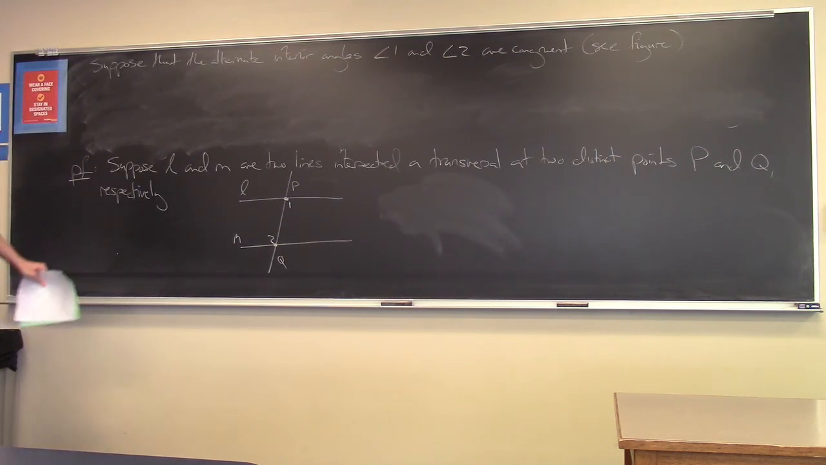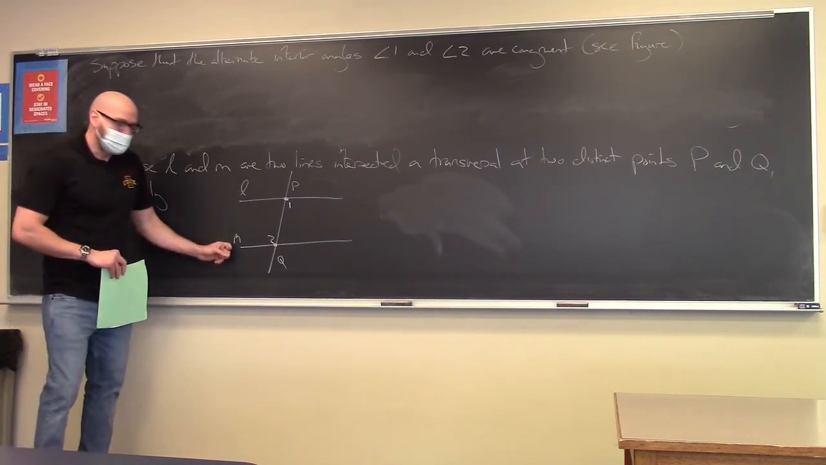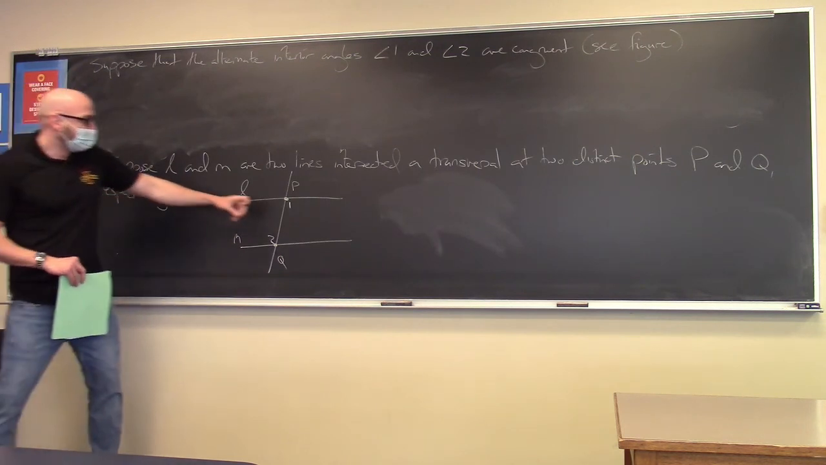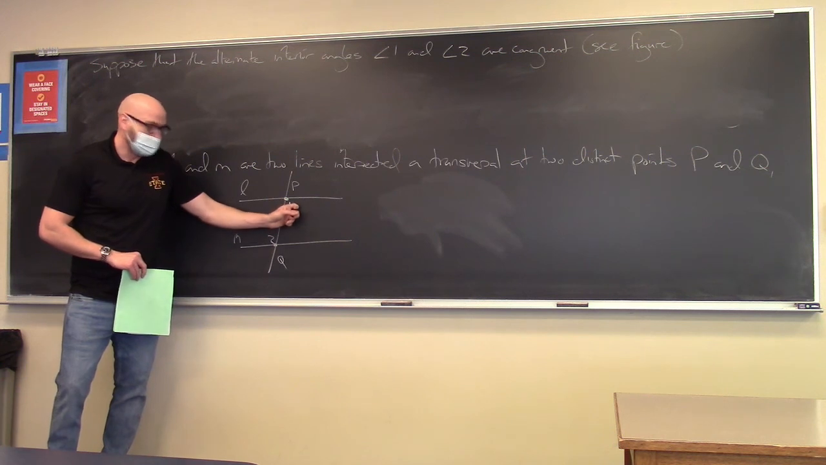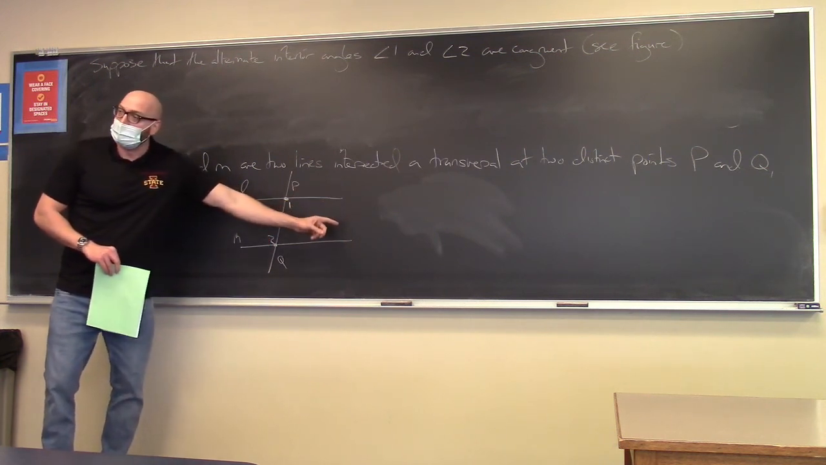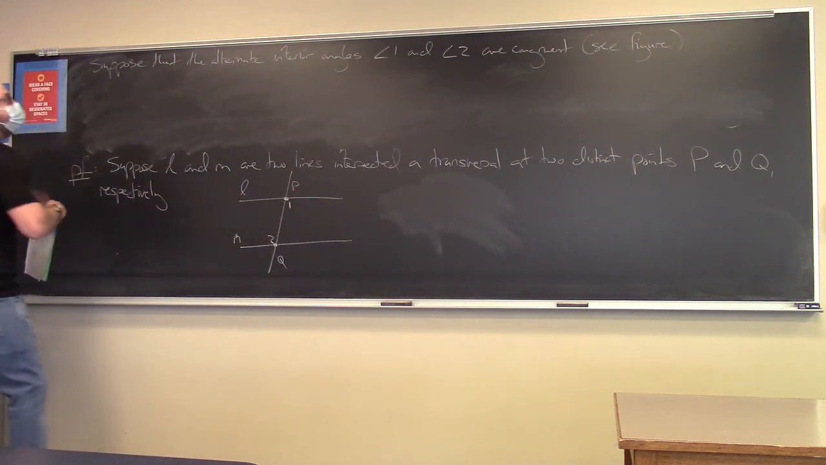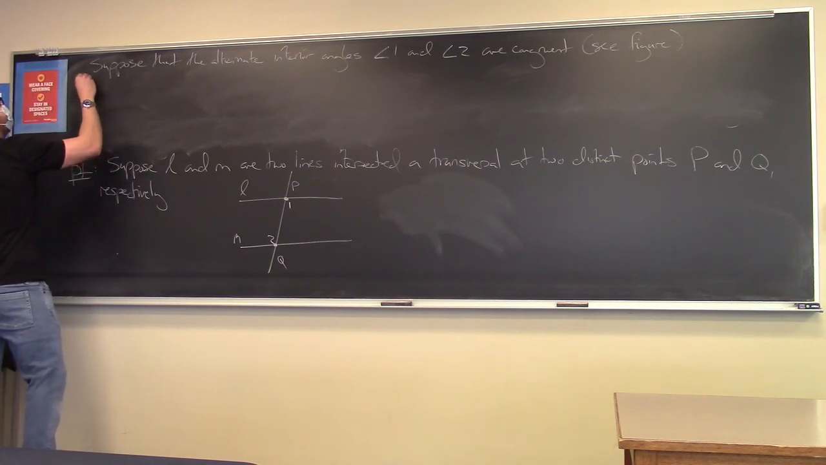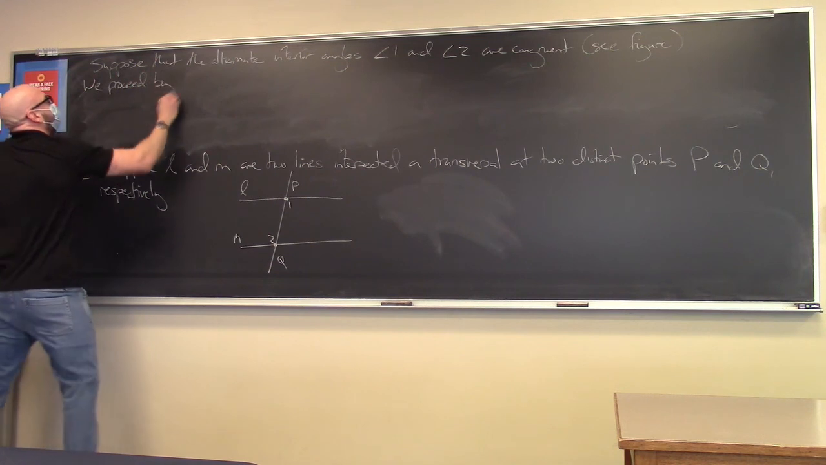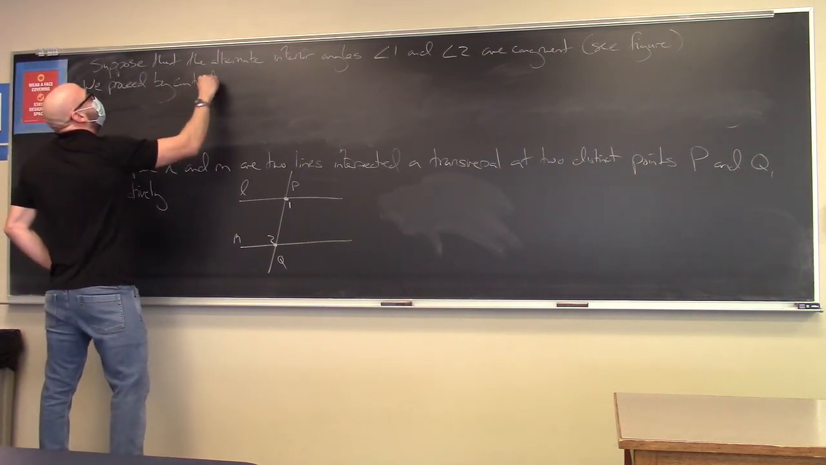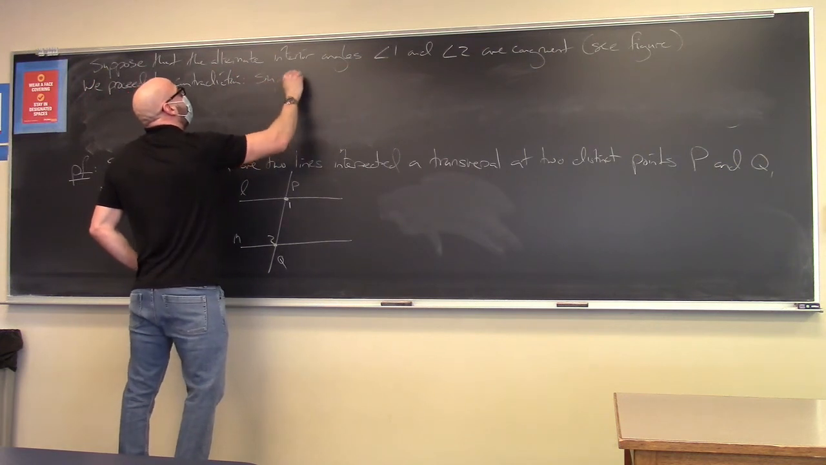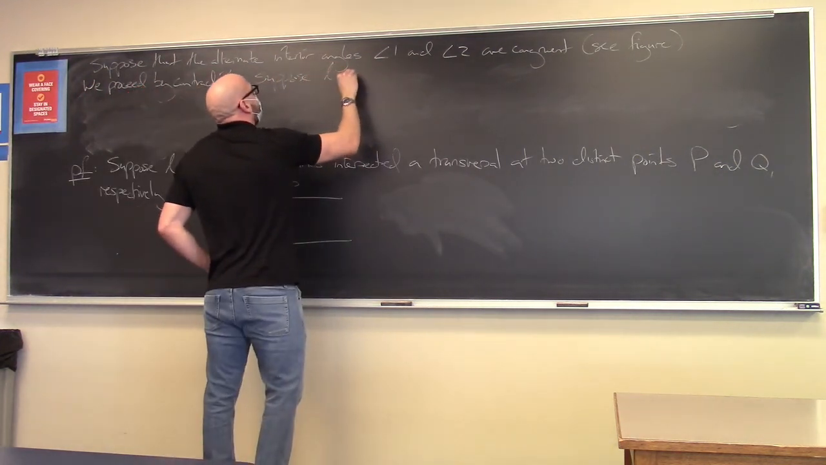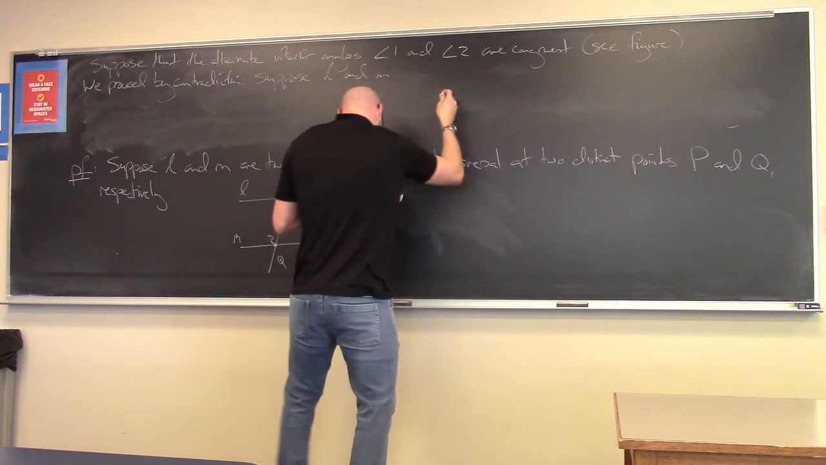So anyway, we'll proceed by contradiction. Suppose L and M are not parallel. The hypotheses are: if these two alternate interior angles are congruent, then these two lines must be parallel. So suppose they're not. So we proceed by contradiction. Suppose L and M are not parallel.